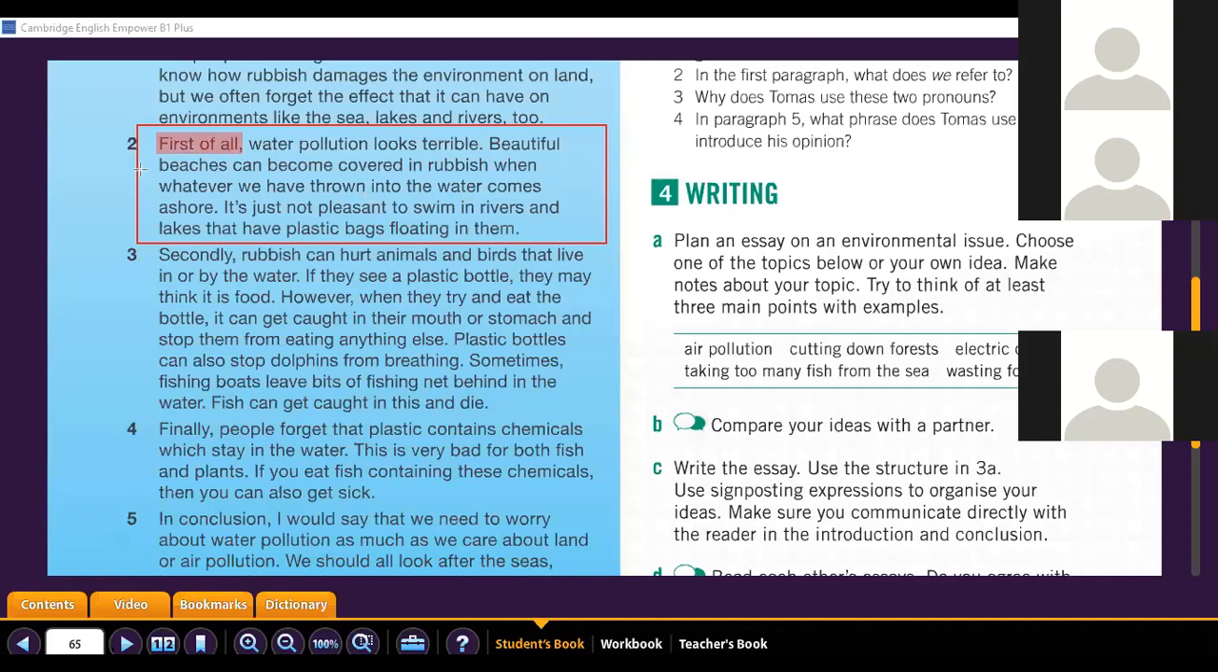Exactly. So look at this. We are introducing one of the main topics. Estamos ya introduciendo uno de los puntos principales a tratar, ¿no? First of all, estamos utilizando una de las frases que vimos antes. First of all, en primer lugar, y continuamos con la idea, ¿no? Let's see what happens secondly. Can you help me reading the second paragraph, please? Christian?